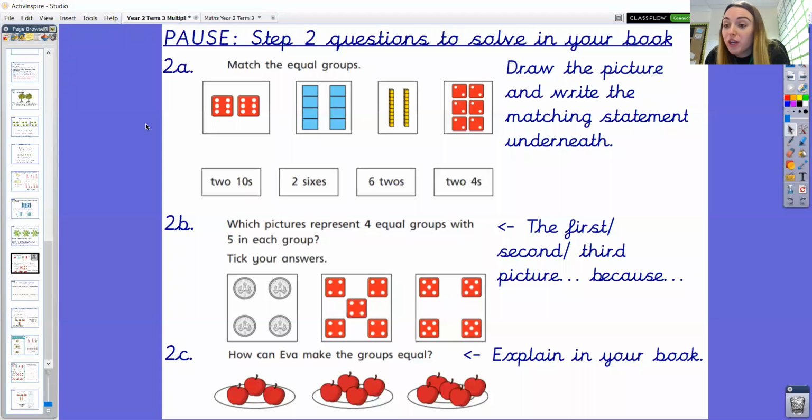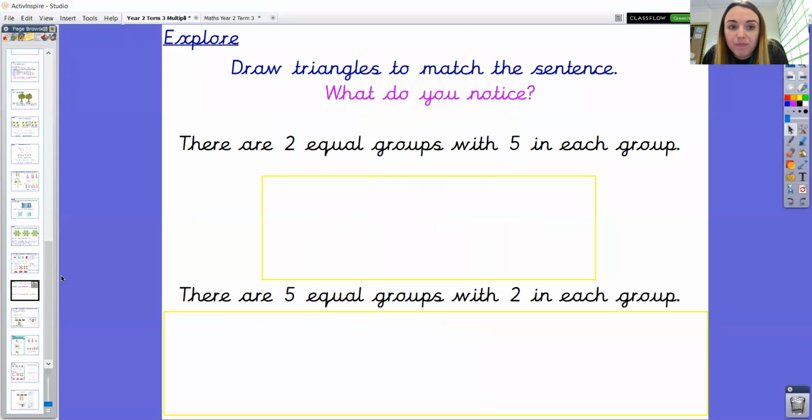Well done, Year 2. I hope you enjoyed answering the step 2 questions. We're going to move on to exploring step 3 together now. So, the explore question says, draw triangles to match the sentence.